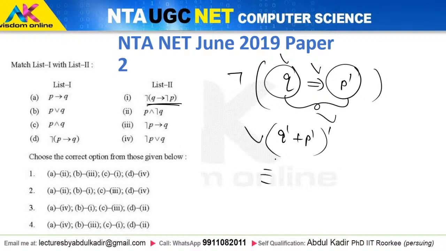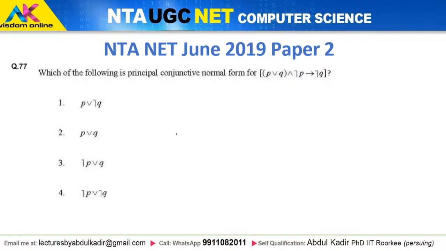So now you can apply the De Morgan formula. What is the De Morgan formula? That will be complement of QP means PQ. Okay, so that is the De Morgan formula. So this first will go with C. This is how you can solve this question very easily. The answer will be the fourth option.